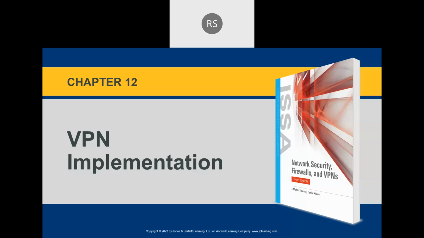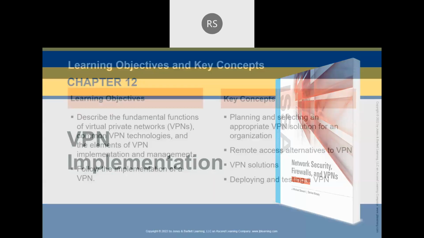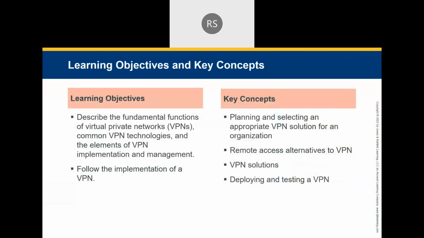CIST 2611, Chapter 12, we'll look at VPN implementation. In this chapter, we're going to cover the basics of a virtual private network, including what they are, how they work, and why they're important. By the end of it, we'll be able to describe the fundamental functions of a VPN, identify common VPN technologies, and understand the elements of VPN implementation and management.